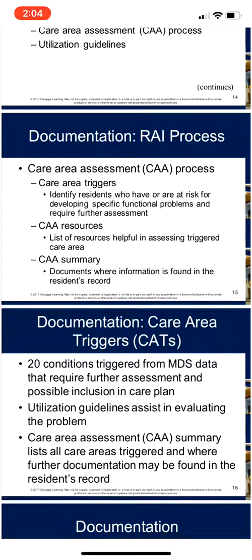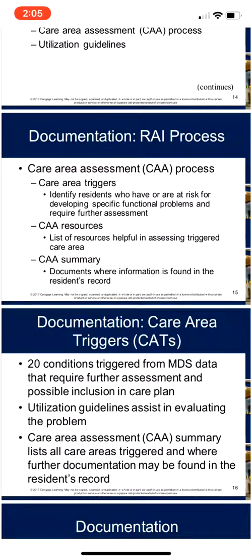Based on the resident data entered on the MDS, care areas may or may not be triggered. If a care area is triggered, this indicates a potential need to address the issue in the care plan. At this point, the interdisciplinary team can use the utilization guidelines to evaluate the problem and determine whether to continue a care plan for it.